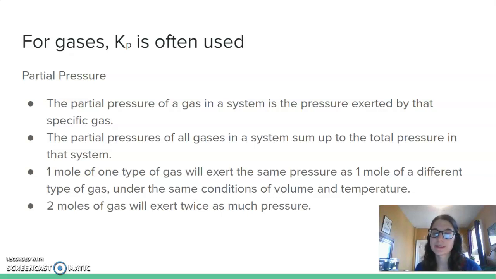If we have 1 mole of one type of gas, it will exert the same pressure as 1 mole of a different type of gas under the same conditions of volume and temperature. So if you remember at STP, there's a standard temperature and pressure. There's a relationship between the volume of gas and the moles that is in that gas.